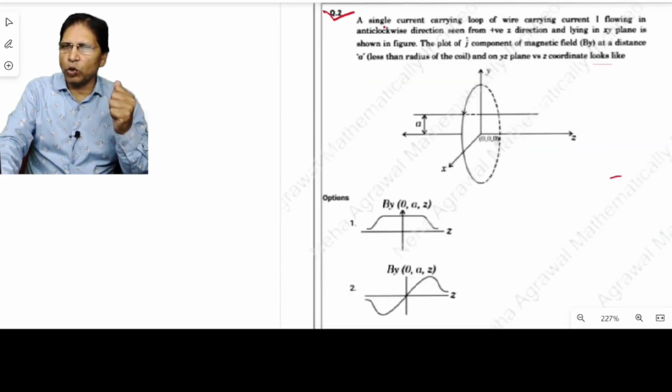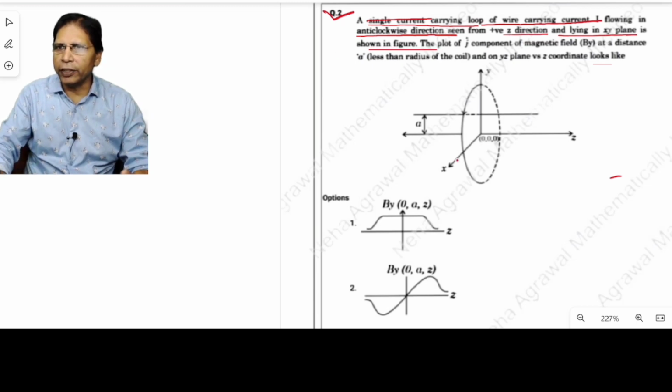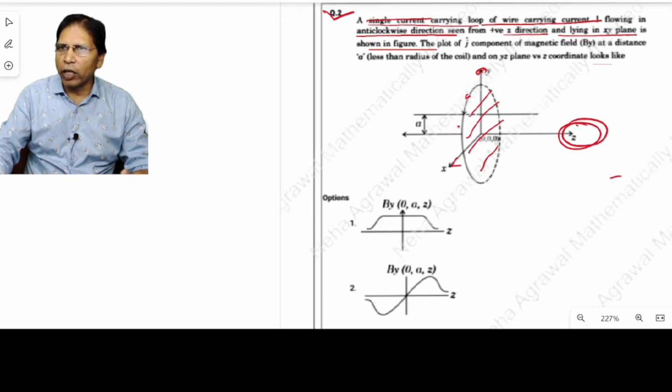Now question number 2. A single current carrying loop of wire carrying a current I flowing in the anti-clockwise direction as seen from the positive z direction and lying in the xy plane is shown in the figure. This is the x-axis, this is the y-axis, so this is the xy plane. The coil is on the xy plane, and from the z direction the current is anti-clockwise.